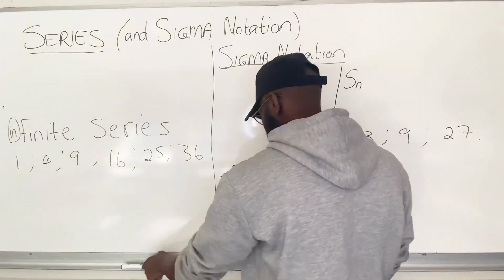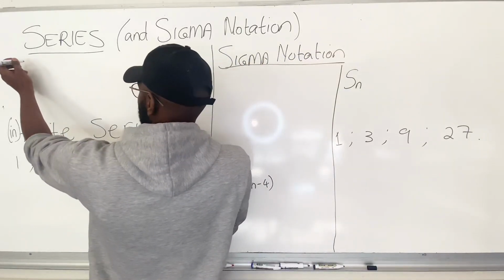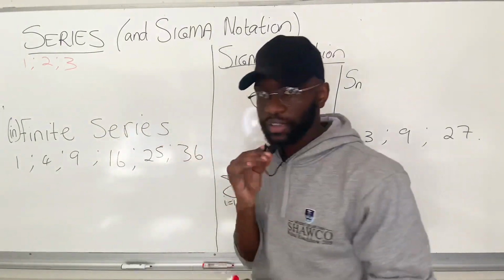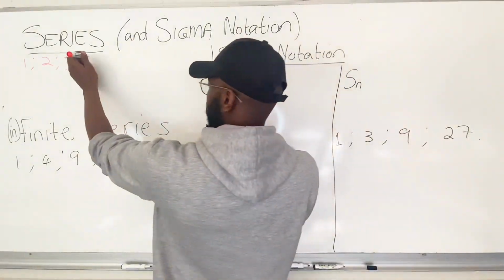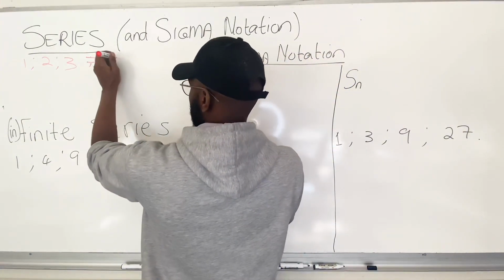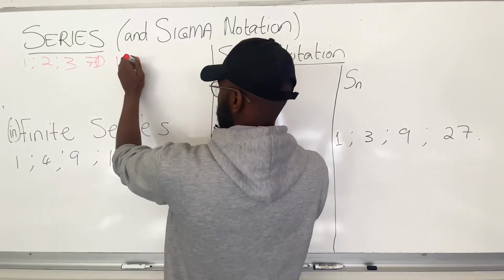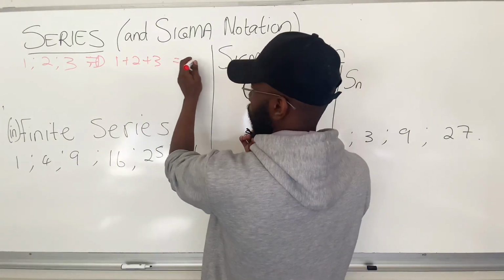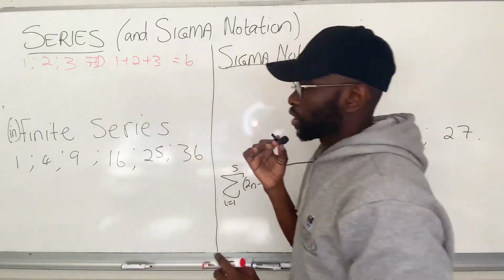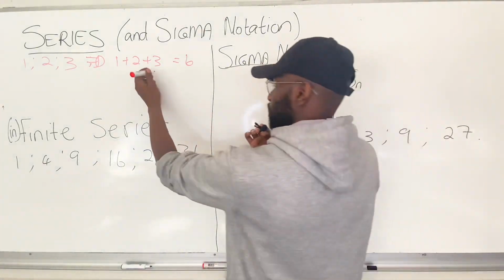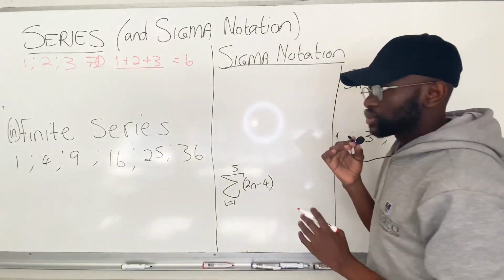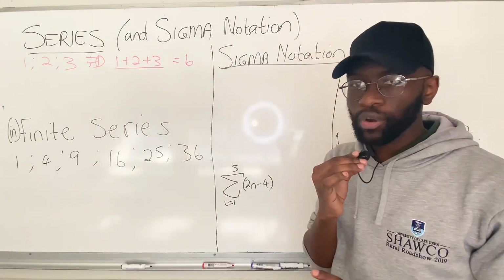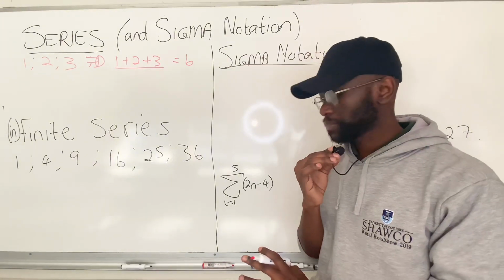Suppose that you have a sequence 1, 2, and 3. Now, if you add the terms in your sequence 1, 2, 3, which will give you 6, we call that a series. This right here is your series. So a series is just the sum of the terms in a sequence.